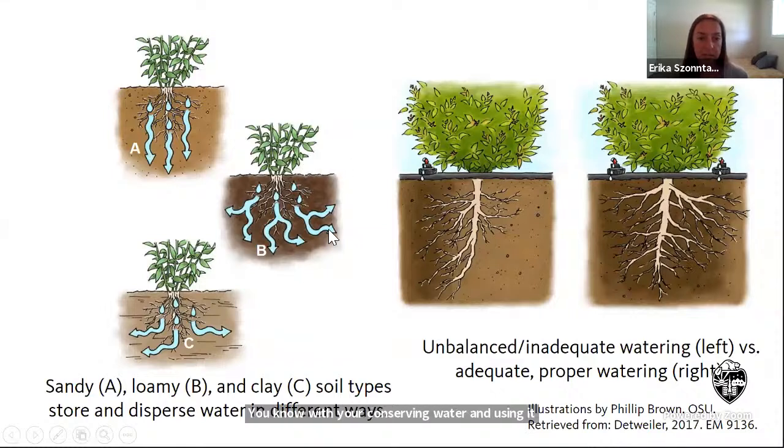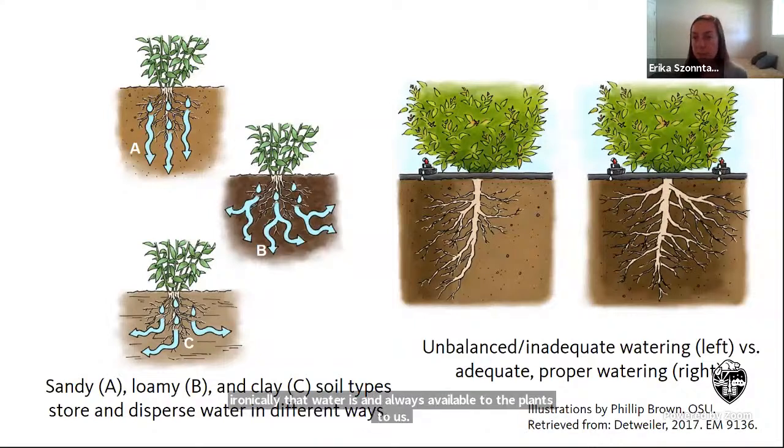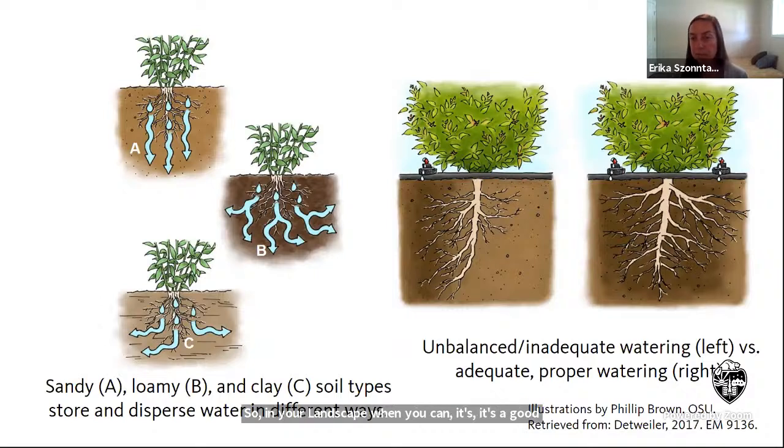So the B graphic here is probably the best, and this is a sort of loamy type where you're getting good even infiltration, and you'll get some good root development there. And then C shows sort of what happens with clay soils. The water doesn't infiltrate very far. It's got really, really slow infiltration rates. And if you live anywhere with clay soils, you know that they tend to stay waterlogged for a long time. But ironically, that water isn't always available to the plants to use. So in your landscape, when you can, it's a good idea to get a nice sort of middle of the road soil texture to make sure that your plants are happy.